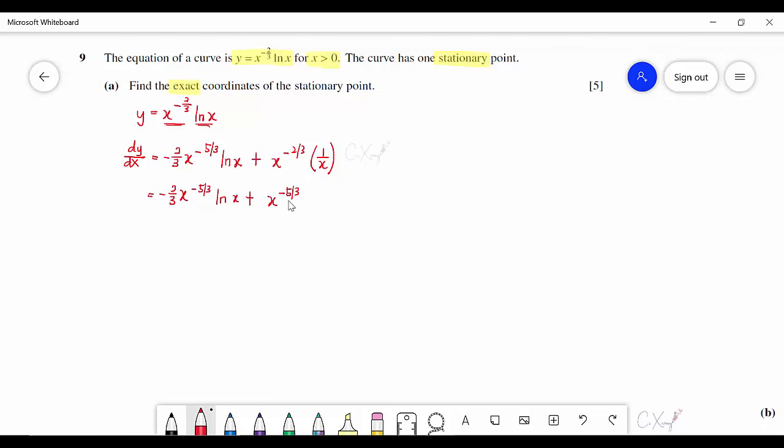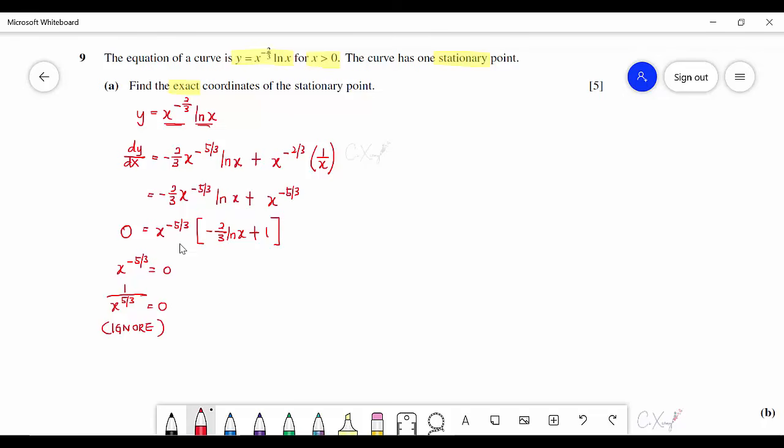And then from here, you can see that there are some common terms, which is x power -5/3. So you can factorize it out. Then you are having -2/3 ln x plus 1. Okay, then when you want to find the stationary point, generally you need to let dy/dx become 0. So you are trying to solve x power -5/3 equals 0, and you're having 1/x power 5/3 equals 0. For this one, you have to ignore it because you will realize that there's no solution for x.